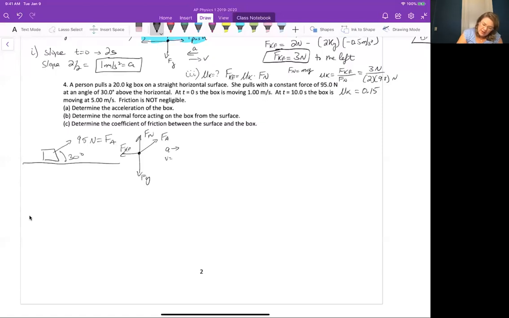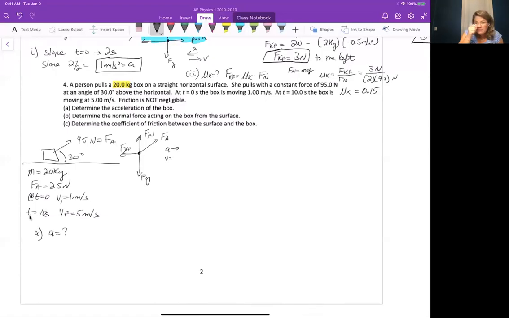And velocity, well, they actually told me. They told me some things. They gave me, let's track, mass is equal to 20 kilograms. She pulls, this force applied is equal to 95 newtons. What else did they tell me? At t equals 0, v equals 1 meters per second. I can call that the initial. And at t equals 10 seconds, the final equals 5 meters per second. I have time, I have v initial, I have v final. A, acceleration equals question mark.